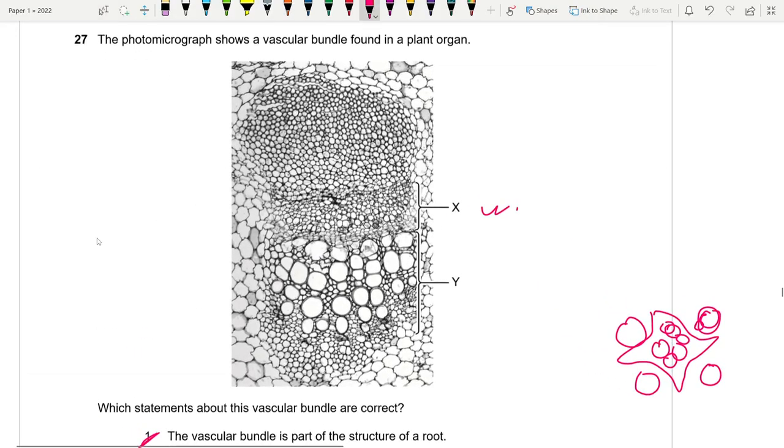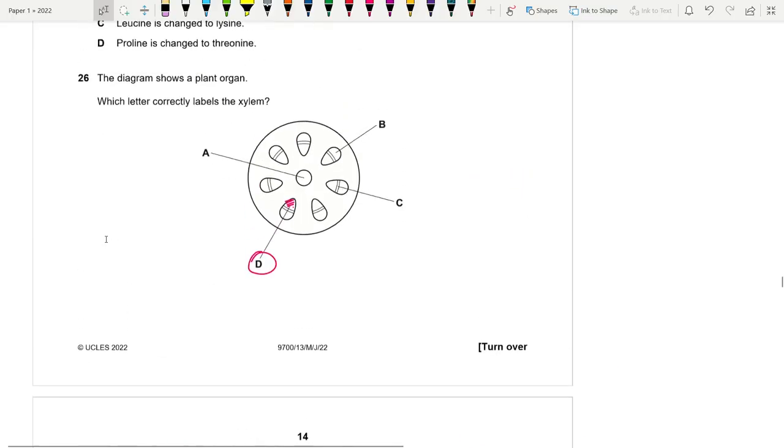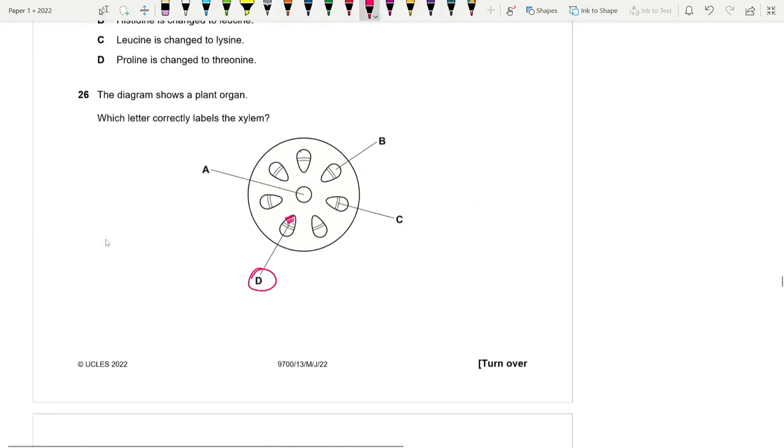So this is basically the vascular bundle of the stem. This is the phloem. This is xylem. This section basically. Okay.